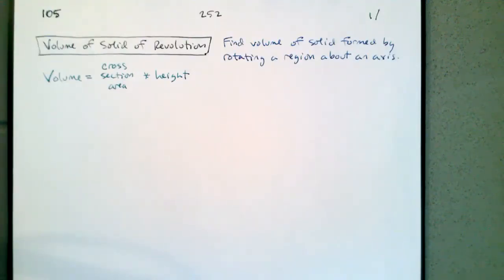Today, we're going to possibly finish up talking about volumes of solids of revolution, wherein we find the volume of a solid formed by rotating a region about an axis. The fun challenge that we've issued ourselves is that we only get to use one variable because we're in single variable calculus.